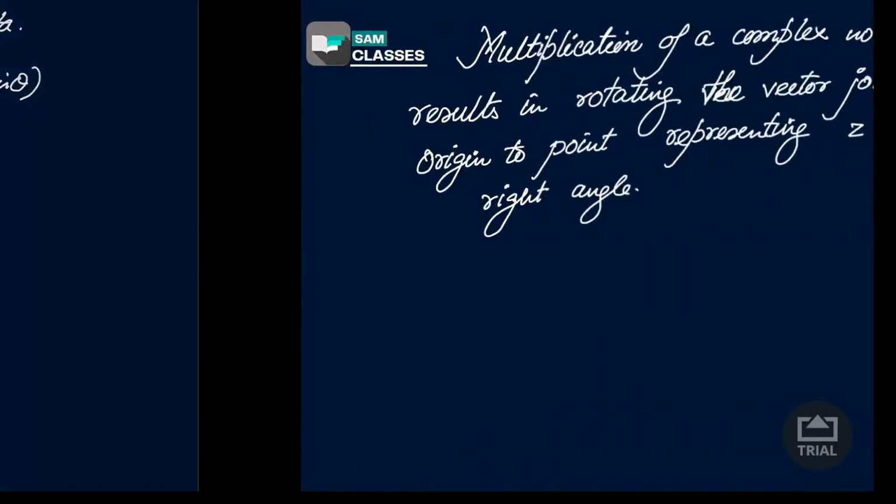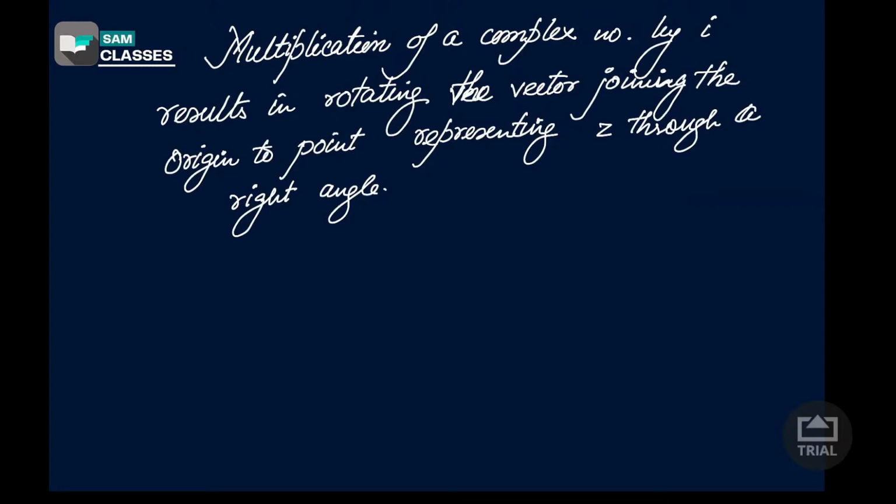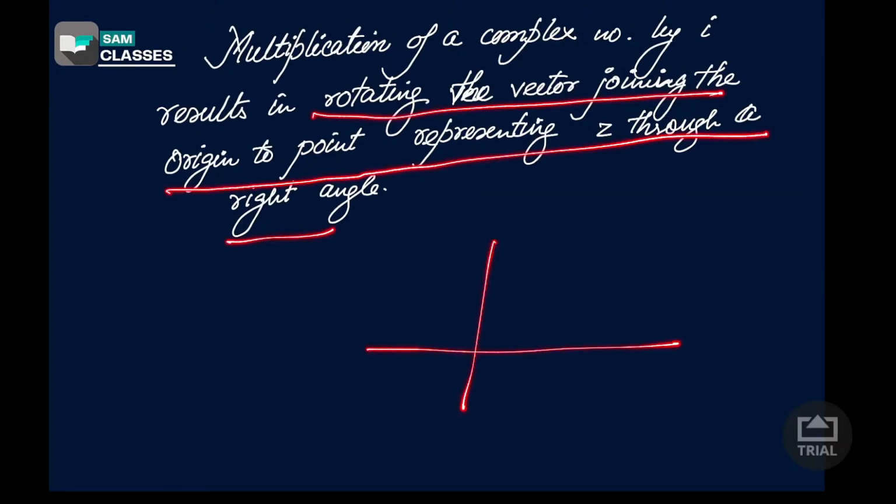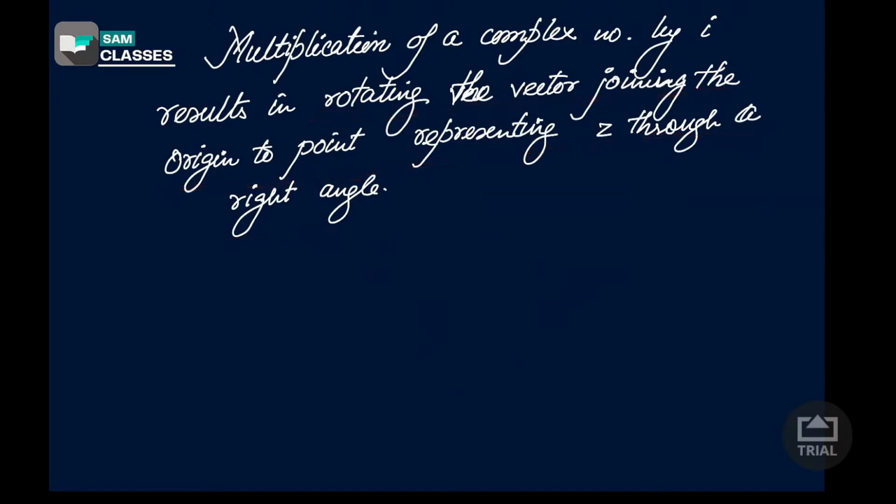Let's see the next part. We can also state it as: multiplication of a complex number by i results in rotating the vector joining the origin to the point representing z through 90 degree. Means if I have a vector here, I'll just rotate it 90 degree. This is my z1 vector. This is theta. So now this one will be 90 plus theta. So it is just rotated by 90 degree. Clear everyone?